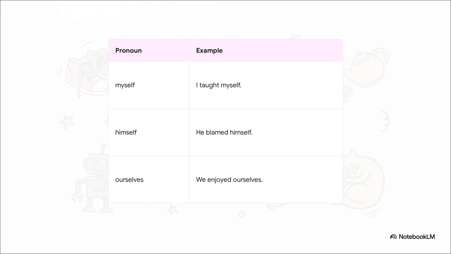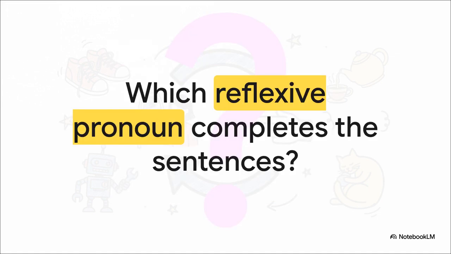Always remember the golden rule. We only use these when the subject and the object are the exact same person. Okay, take out your pens because now it is your turn. Take a moment to solve these 4 practice sentences. Number 1, I taught blank English. Number 2, she hurt blank while running. Number 3, we enjoyed blank at the party. Number 4, the cat cleaned blank. Just think about who the subject is and do that simple math we talked about.